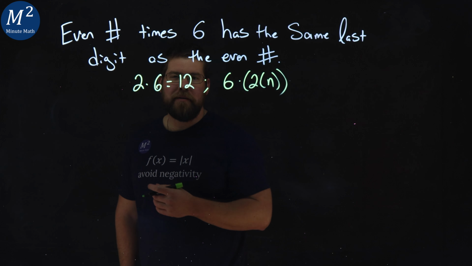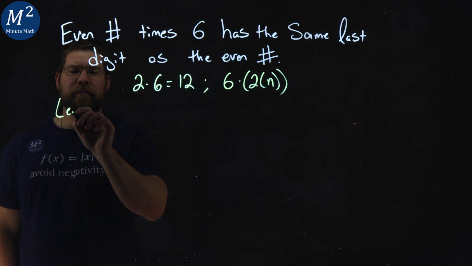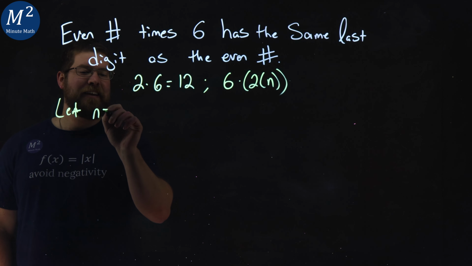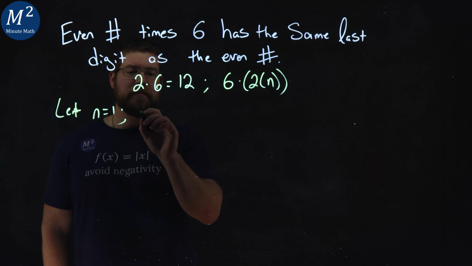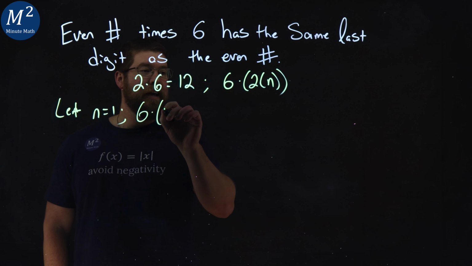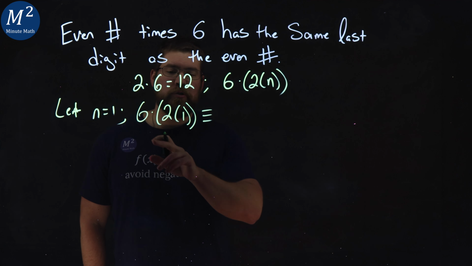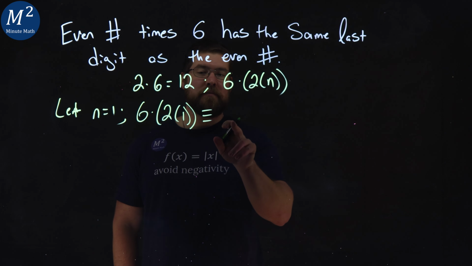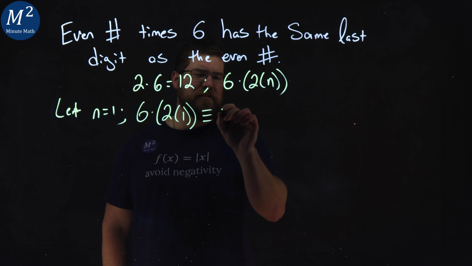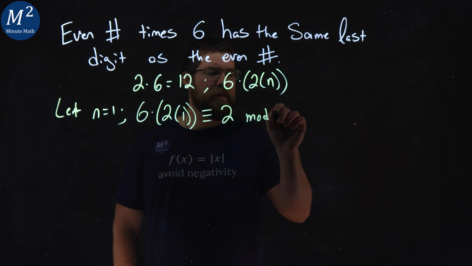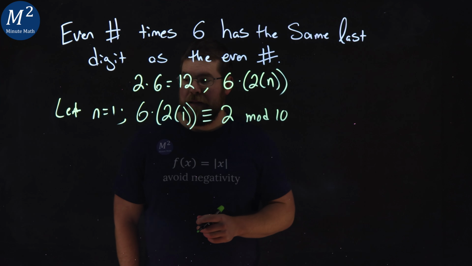So let's find our base case here. Let n equal 1. What happens? Well, we have 6 times 2 times 1 here, and that's going to be equivalent to 12 mod 10, which is equivalent to 2 mod 10. They have the same last digit right there.